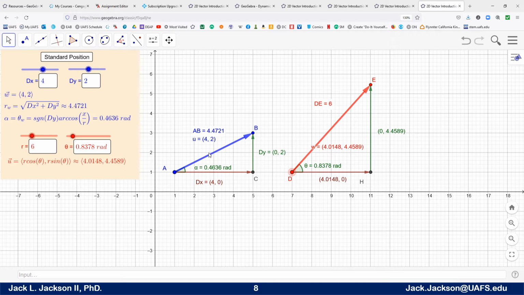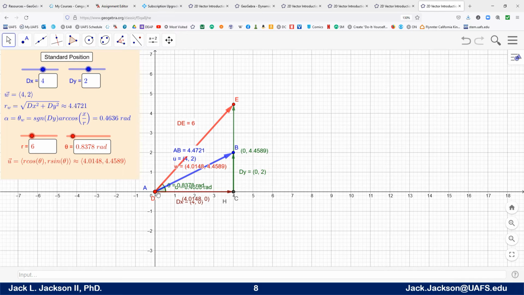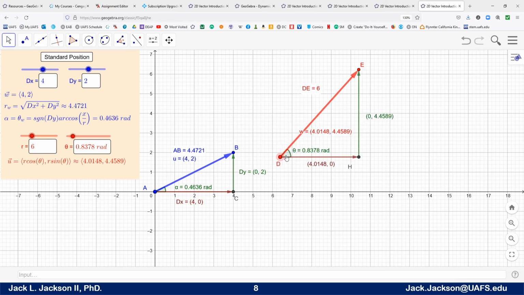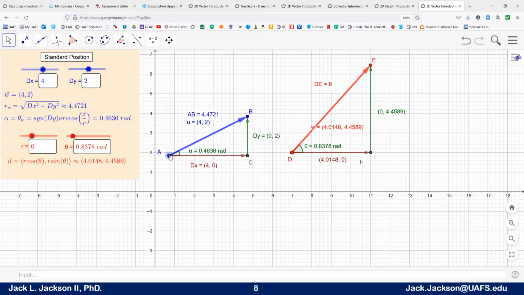So the blue one, the first one there, is given by X and Y components. If I click on standard position, it puts the original point at the origin. But that's not necessary. It could be anywhere we want it to be.